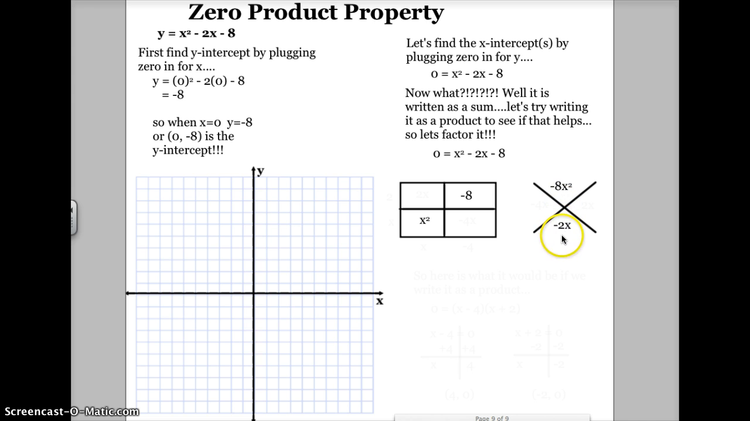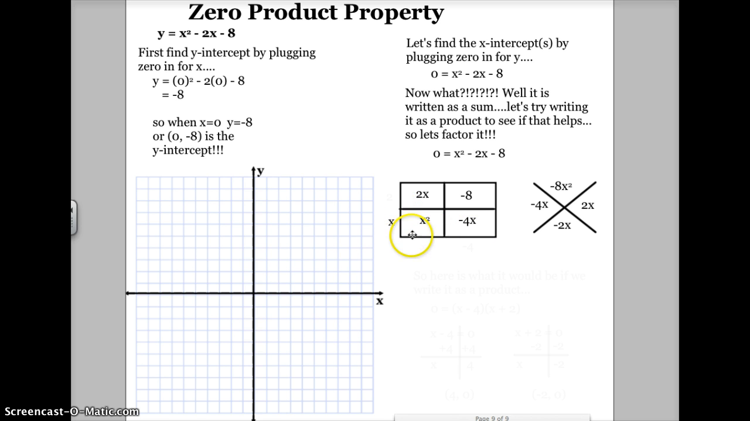And actually, since my sum is negative, I know the larger one has to be negative. So my two factors are negative 4 and 2. I'll go ahead and put those right into my generic rectangle. And if I look at my bottom row, I know I can factor an x out of that bottom row because they both have an x in common.